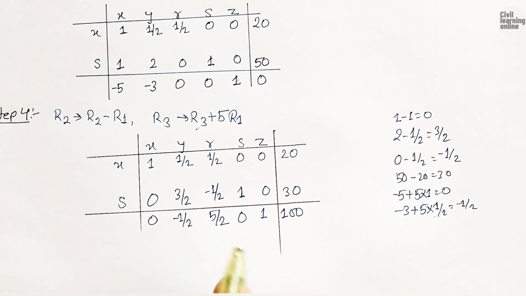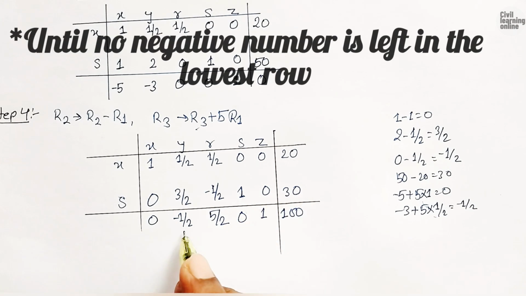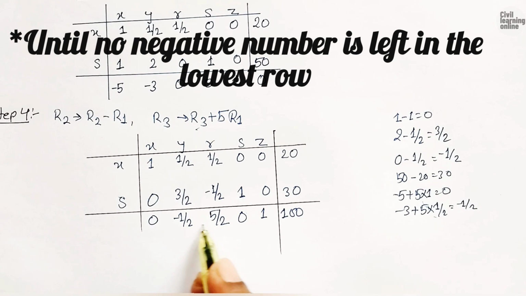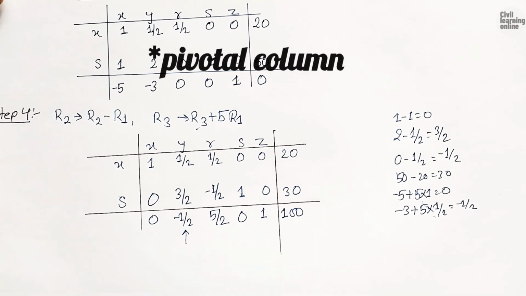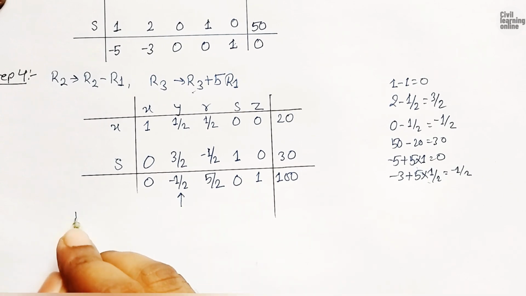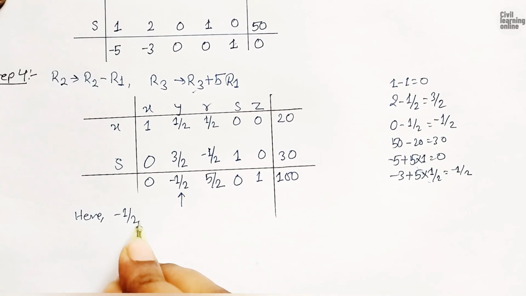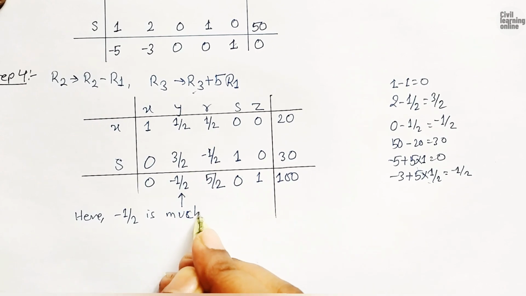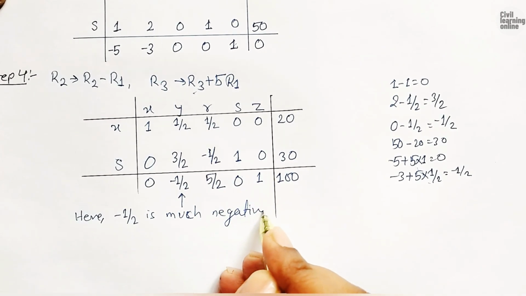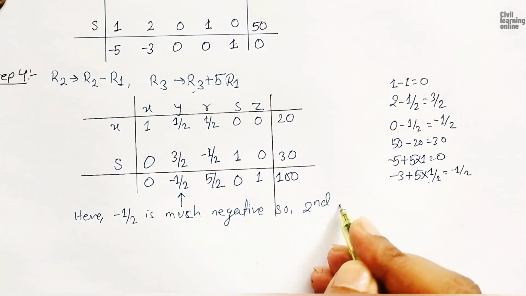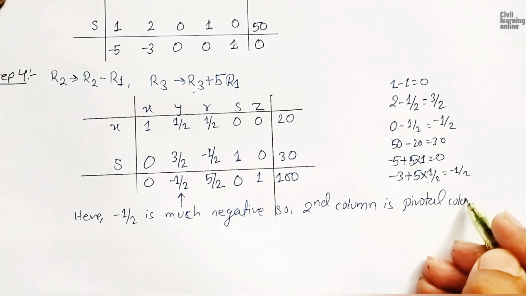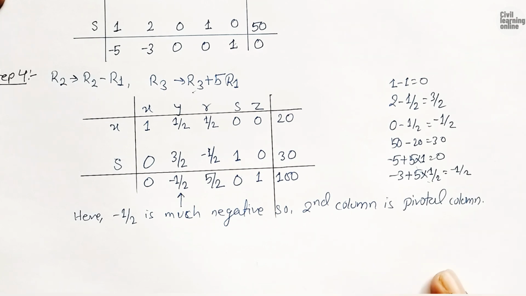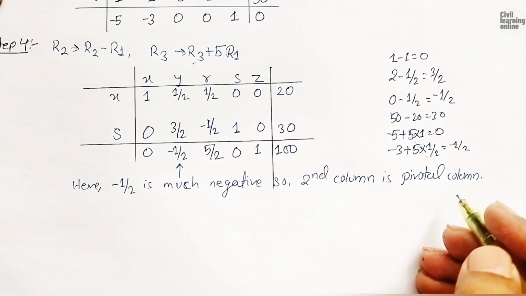Now we have to proceed with this process until we start getting positive numbers in the objective function elements. So here we have minus 1 by 2, this is going to be our pivotal column this time. So I am going to write a line here. Minus 1 by 2 is the most negative, so the second column is the pivotal column. I hope it is visible to you. Yes. Now the second column is the pivotal column.